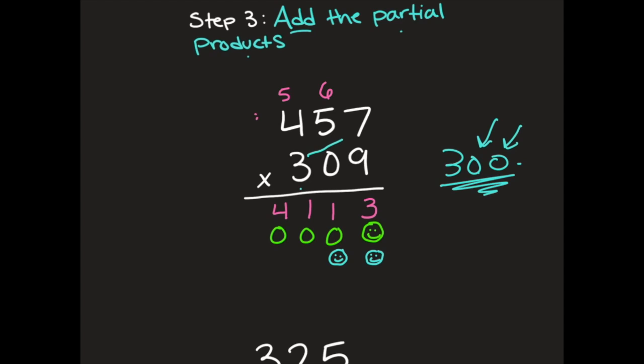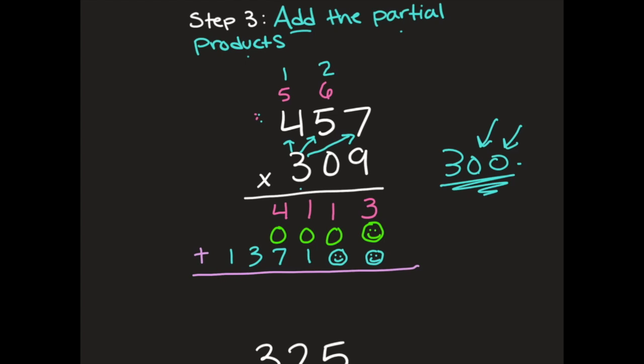Take this 3 times 7, which equals 21, carry my 2, and put my 1 down here. 3 times 5, which equals 15, plus 2, which equals 17, carry my 1, put my 7 down here. And then 3 times 4, which equals 12, plus 1, which is 13. And again, I don't have another number to multiply by, so I'm going to take that full 13 and put it down in my answer. And so now these are the partial products that I'm going to add together right here.